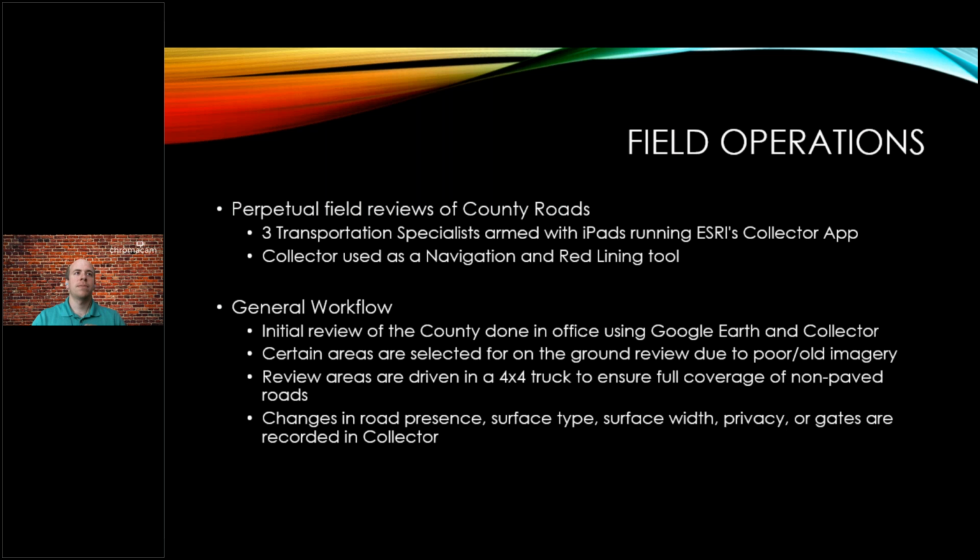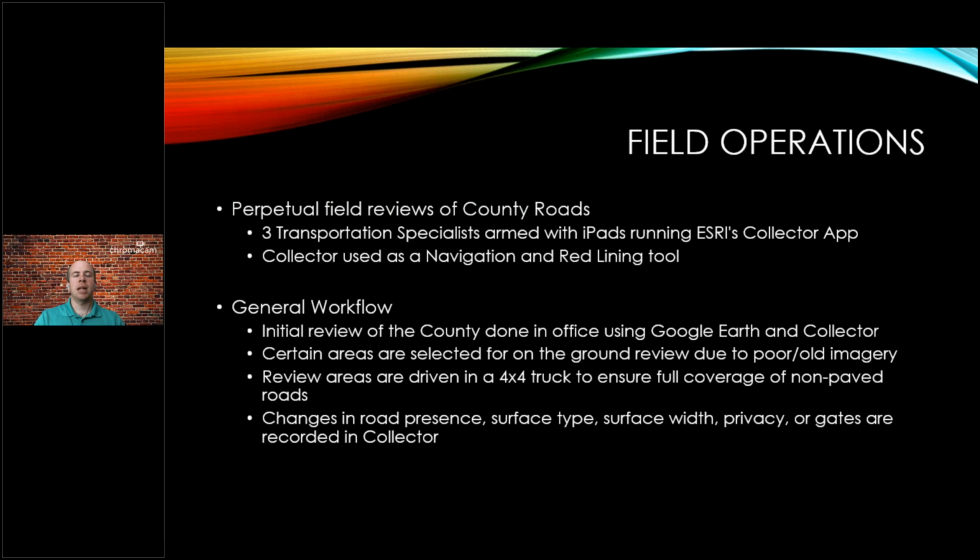The general workflow is a new county is assigned to one of the transportation specialists. They do an initial review of the county in office on a mix of Google Earth and Collector. That way we check as recent of aerial imagery as we have available to us to kind of do a first pass over of the whole county. Then they determine areas that need to be reviewed on the ground due to poor imagery, old imagery, leaf on, all those kind of things. They'll drive those areas in a 4x4 truck to make sure we get full coverage of all of our non-paved county roads. Oklahoma is a very rural state, so we have a vast majority of local roads that are not paved.